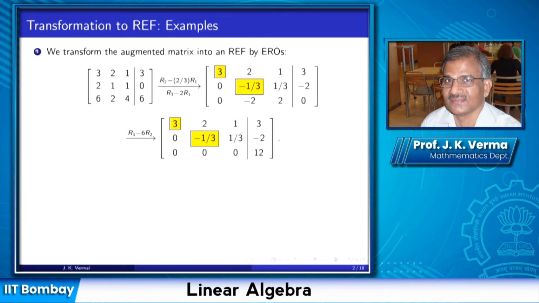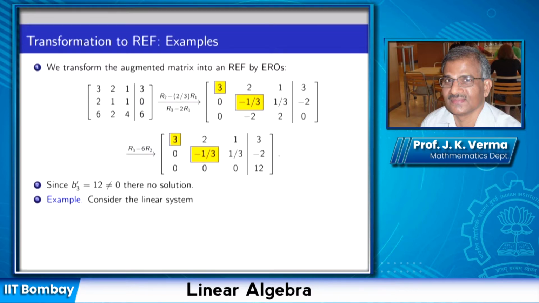Now we have obtained a row echelon form of the original augmented matrix. Now look at the last row. The coefficient matrix has the third row as a 0 row, but in front of this we have a non-zero entry. 12 is a non-zero entry, and therefore this system of linear equations has no solution. So we don't have to do any back substitution because this system has no solution, and therefore the original system also has no solution.